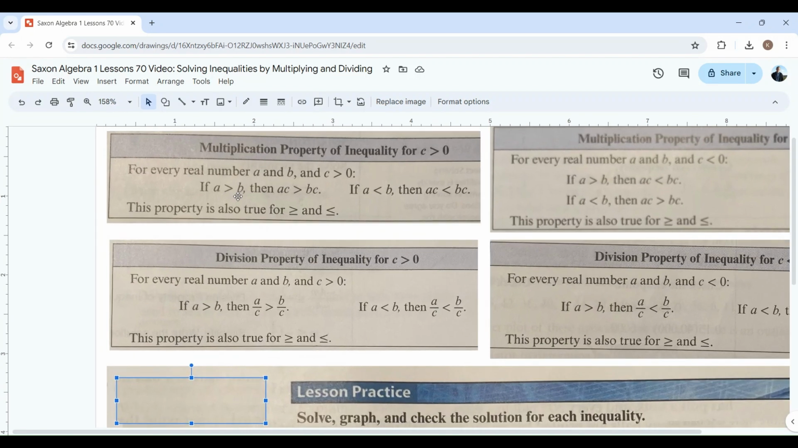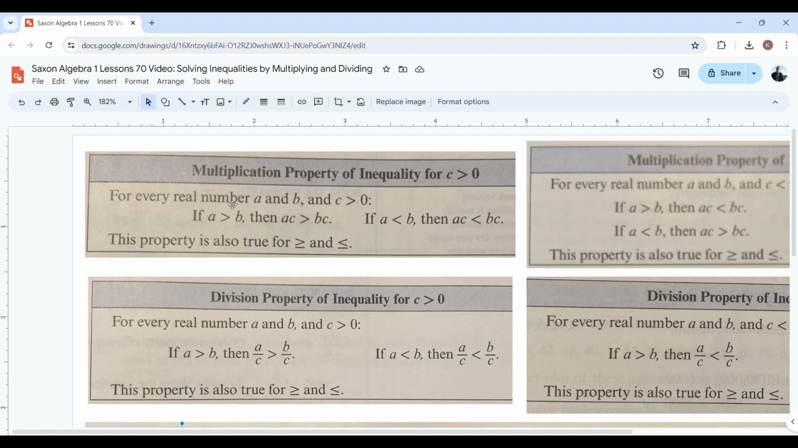First scenario is this. Let's say that we're multiplying both sides of an inequality. We're going to use the inequality A is greater than B. And we're going to multiply by a number that's greater than 0. What does it mean if a number is greater than 0? It means the number is positive. We're multiplying by a positive number. What happens when we multiply both sides of this inequality by C, a positive number?